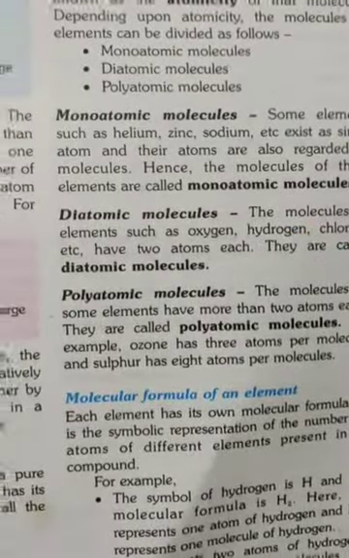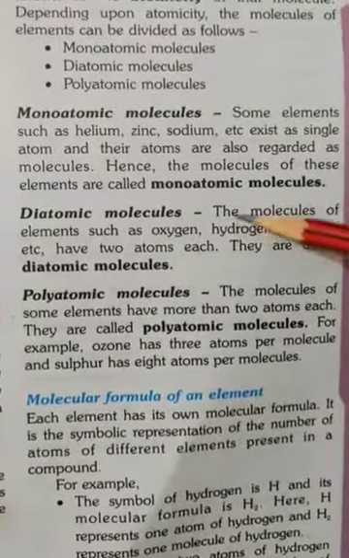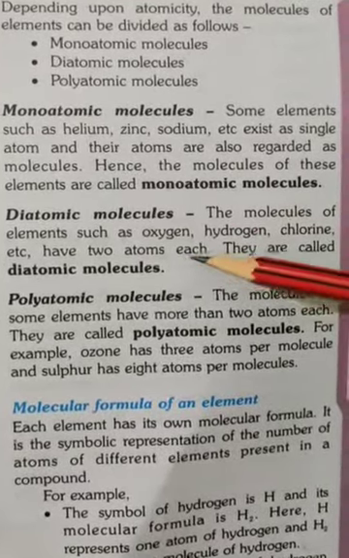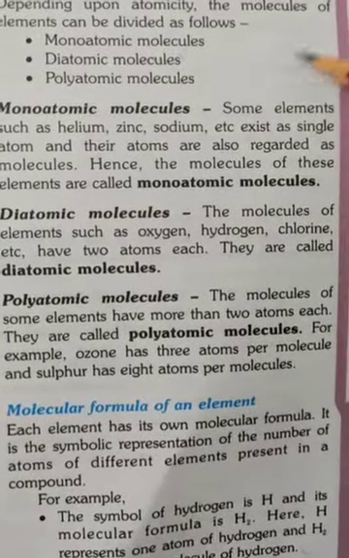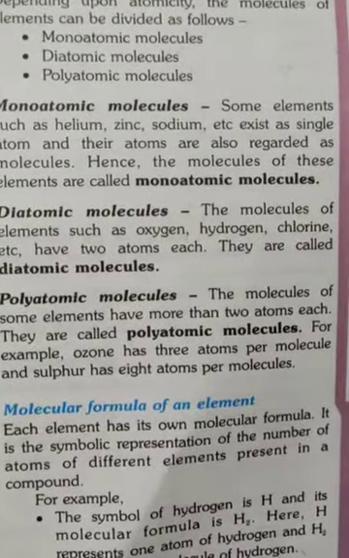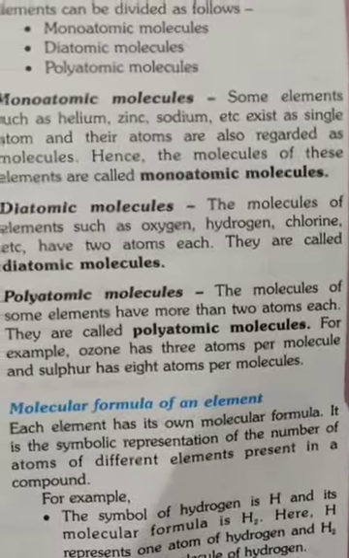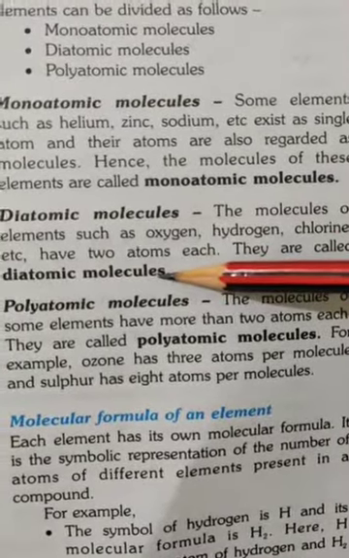And what are diatomic molecules? The molecules of an element such as oxygen, hydrogen and chlorine, etc. have 2 atoms each. Two atoms of chlorine, 2 atoms of hydrogen join together to form one stable molecule. That is why they are stable elements. They are called diatomic molecules.